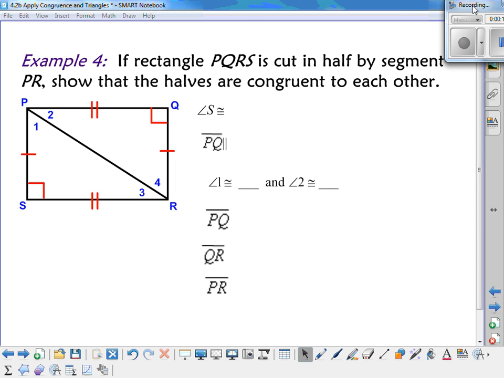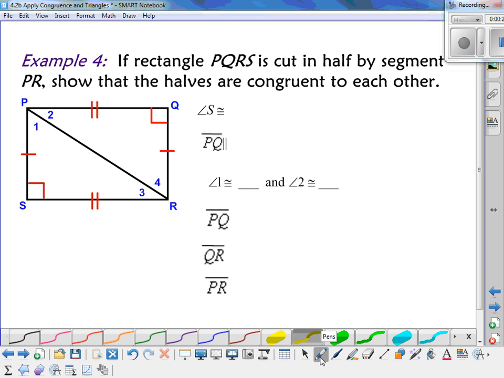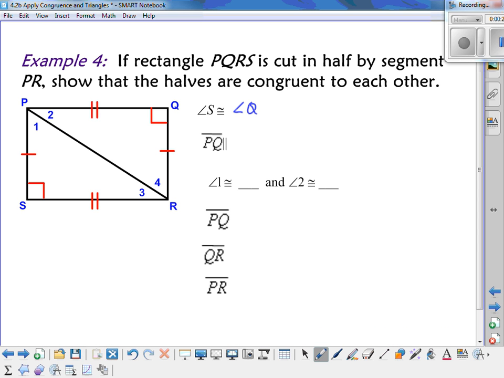So right now the only way we know to show that figures are congruent is to show that all the corresponding parts are congruent. So first of all, I know that angle S is congruent to angle Q because they're both right angles, and all right angles are congruent.